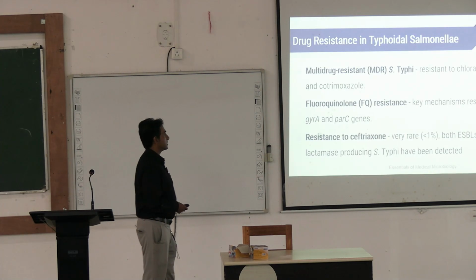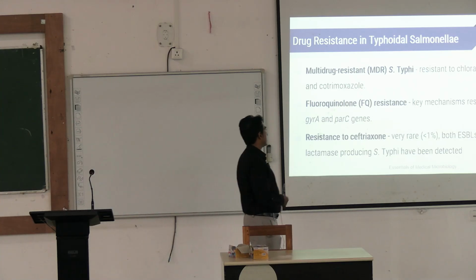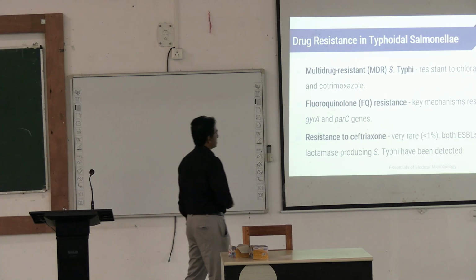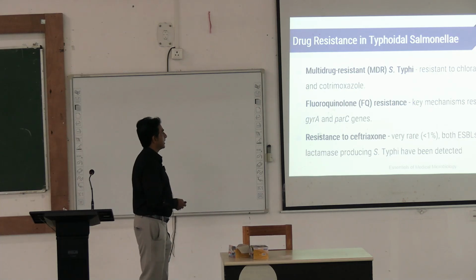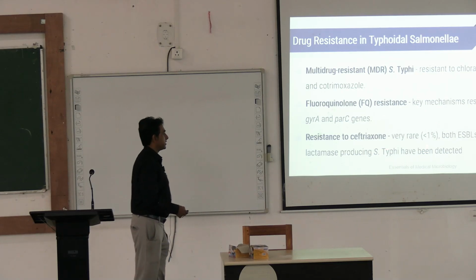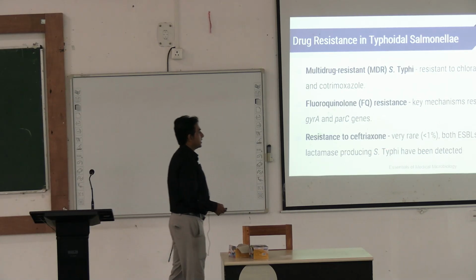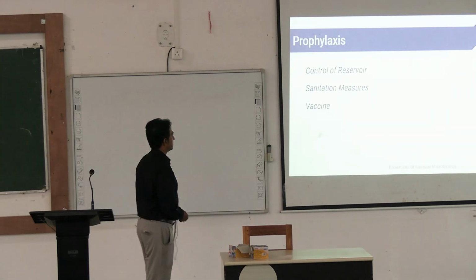Multi-drug resistant Salmonella typhi are resistant to chloramphenicol, ampicillin and cotrimoxazole. For fluoroquinolone resistance, the key mechanisms responsible are mutations in the gyrase A and parC genes. Resistance to ceftriaxone is very rare, but both ESBL and AmpC beta-lactamase producing Salmonella typhi have been detected.